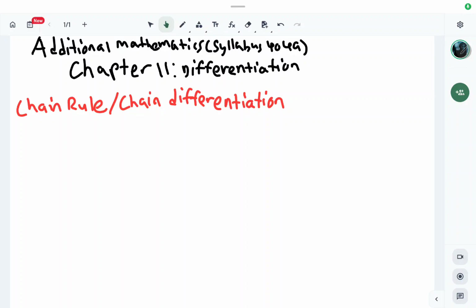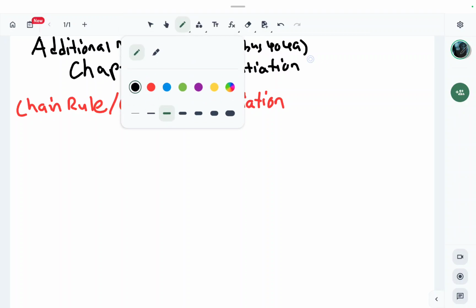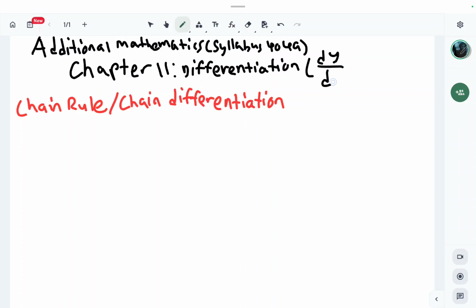Alright, welcome back to Additional Mathematics Syllabus 4049, where we're looking at Chapter 11 of our textbooks, which is on differentiation, also known as dy over dx. Now today, we'll be looking at one method which we can use to solve differentiation questions, which is chain rule, or I call it chain differentiation.